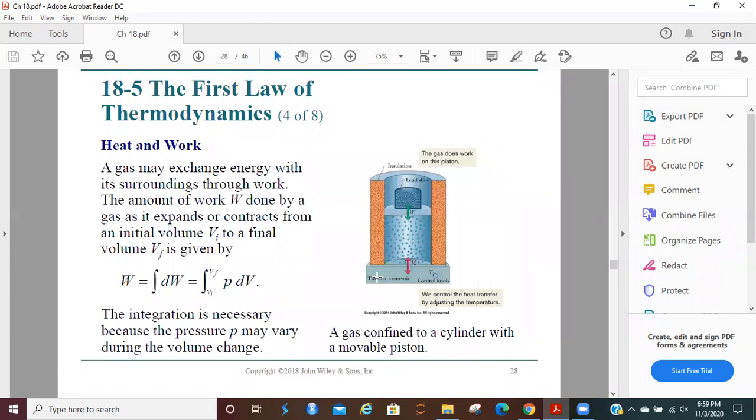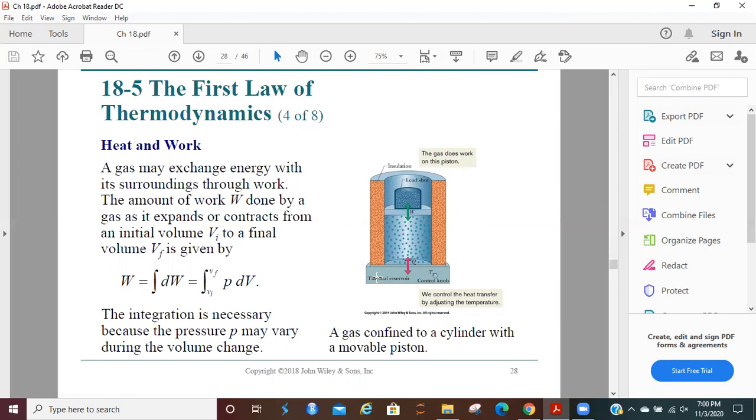Okay, heat and work. A gas may exchange energy with its surroundings through work. The amount of work done by a gas as it expands or contracts from an initial volume to a final volume is going to be given by this. In other words, we're going to take the same type of definition that we have for work, force times distance, and we're going to apply it in this particular case.